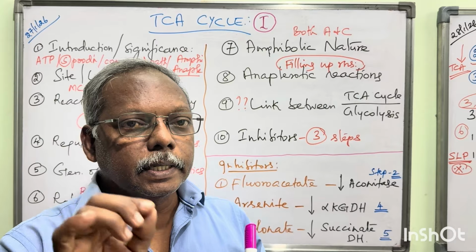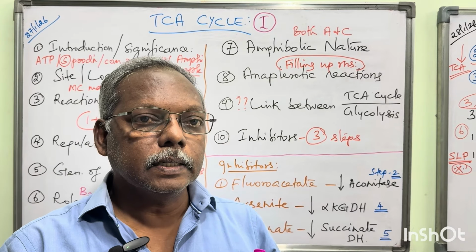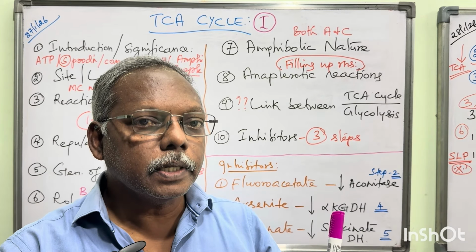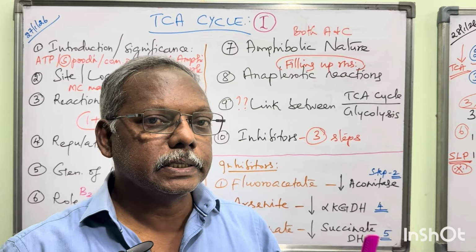Next one is, what is the link between the TCA cycle and glycolysis? Already I told you the end product is pyruvate, which will be converted into acetyl-CoA. Acetyl-CoA is the starting material for the TCA cycle.